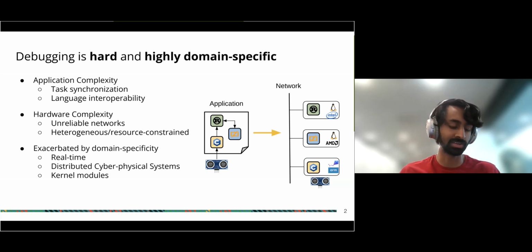And finally, when we take into account domain specificity, all of this gets even harder. When tailoring a debugging platform for a real-time system, you need to deal with the overheads and make sure you don't have high jitter. For distributed cyber-physical systems, you often need to deal with unpredictable physical environments, which are often hard to model in simulation. And even on our local machines, if you want to deploy things into the kernel, it's often hard to get observability into applications running in the kernel.